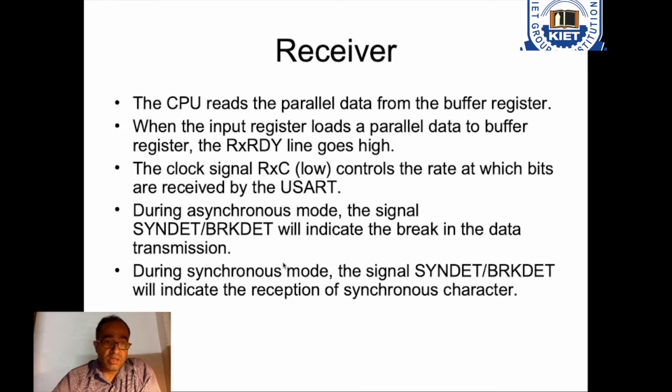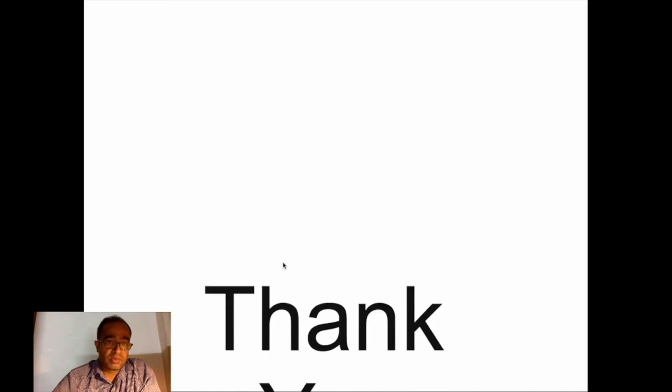The clock signal RXC controls the rate at which the bits are received by the USART. During the asynchronous mode, the signals SYNDET and BRKDET will indicate a break in the data transmission. And during the synchronous mode, the signals SYNDET and BRKDET will indicate the reception of the synchronous character. I hope you have understood this whole idea of how 8251 actually works. Thank you.